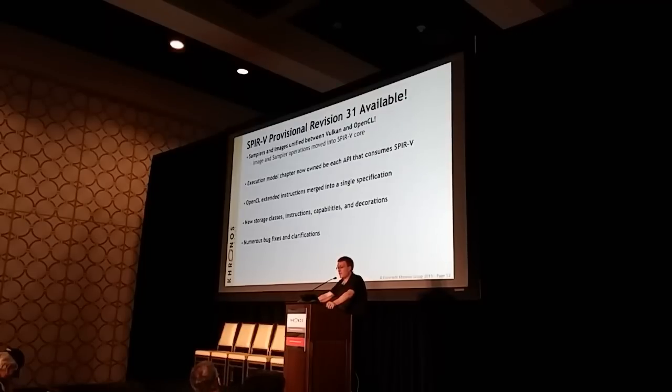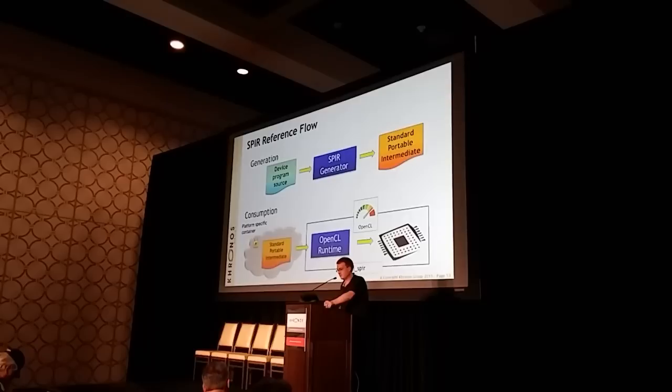So we have a new version of the provisional specification that we just released. It's revision 31, which has taken into account various feedback inside and outside Khronos. We've restructured the spec a bit to separate execution model descriptions into sections that relate to specific consumer specifications. All the OpenCL extended instructions are in one set, and we have some changes to storage classes, capabilities, and so on. And of course, we have bug fixes and clarifications, as you'd expect with an evolving specification.